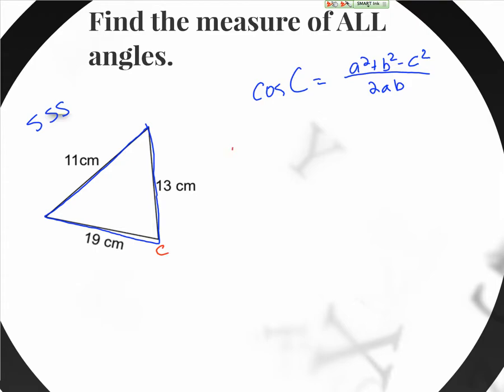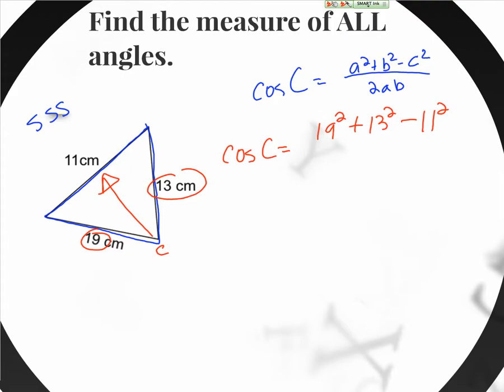Then I would have the cosine of C equals, I have to have the ones that are right next to it first. So that's 19 squared plus 13 squared minus, that opposite one is what has to be subtracted. I only did the top half of that. But are there any questions about that setup? So because I'm looking for this angle, I have to do minus 11. And then in the denominator, I've got 2 times 19 times 13.